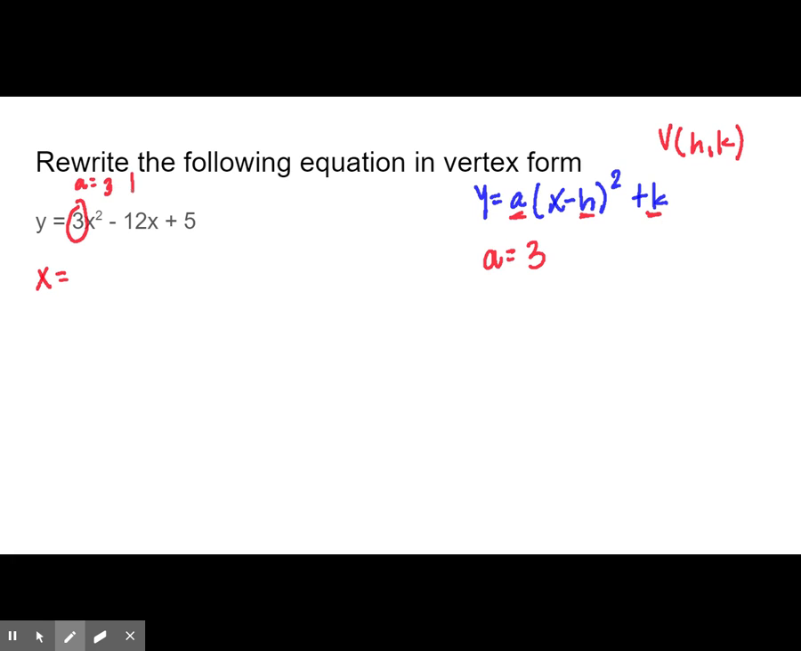So a is 3, b is negative 12, and c is 5. So x equals negative b, that's going to be a negative 12, divided by 2 times a, so that's 2 times 3. So negative 12 is a positive 12, divided by 2 times 3, which is 6, and 12 divided by 6 gives us 2.